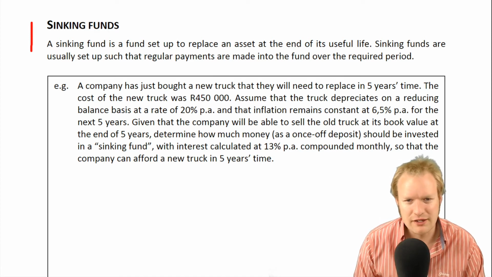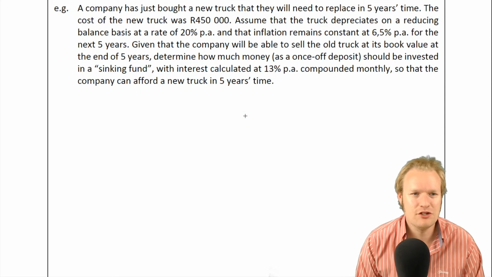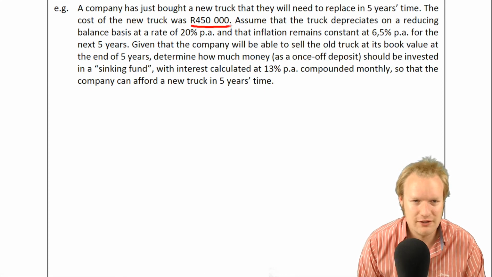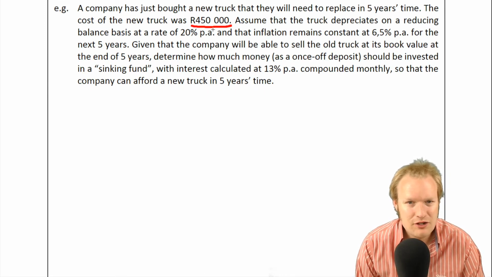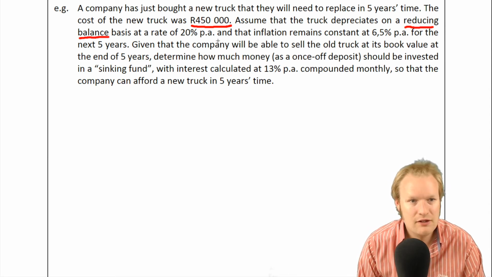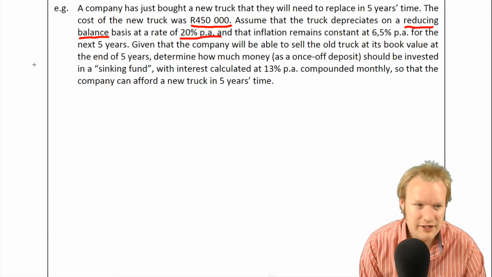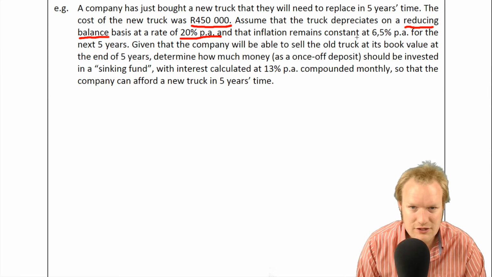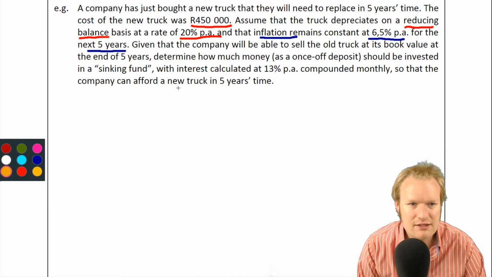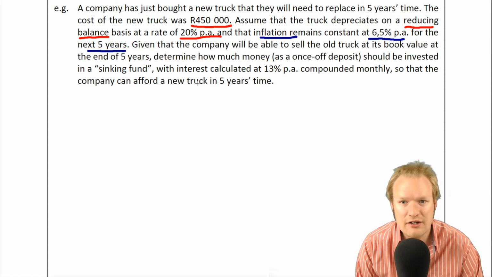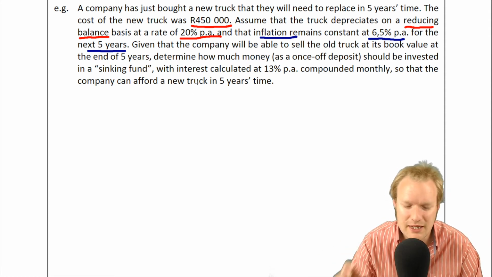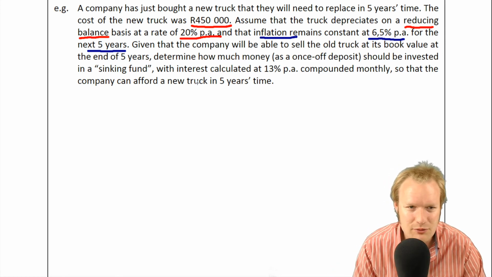The company just bought a new truck they need to replace in 5 years' time. Cost of the new truck was 450,000 Rand. Assume that the truck depreciates on a reducing balance at 20% per annum, and that inflation remains constant at 6.5% per annum for the next 5 years. Given that the company will be able to sell the old truck at its book value, so nothing about somebody coming along and offering a whole lot more, or it's only worth less.